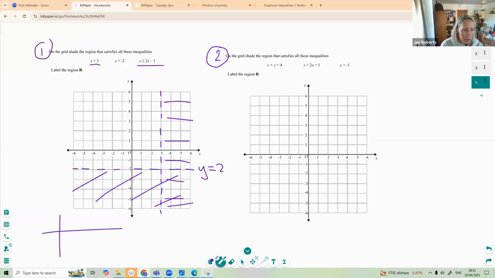Y is less than or equal to 2x minus 1. Let's get my values from the table. X is 0, 2 times 0 is 0, take away 1 is minus 1. X is 1, 2 times 1 is 2, take away 1 is 1. X is 2, 2 times 2 is 4, take away 1 is 3. Plot your points, 0, minus 1, 1, 1, 2, 3. Join up all your points to form a nice straight line with a ruler.